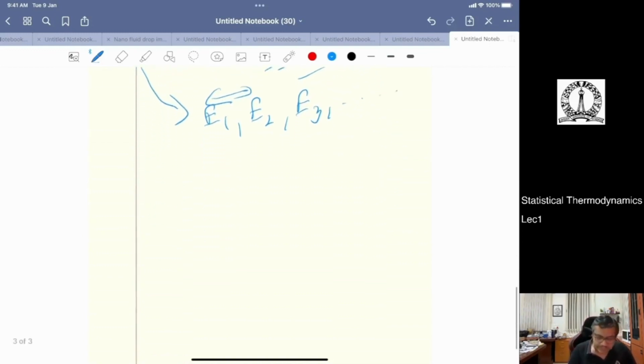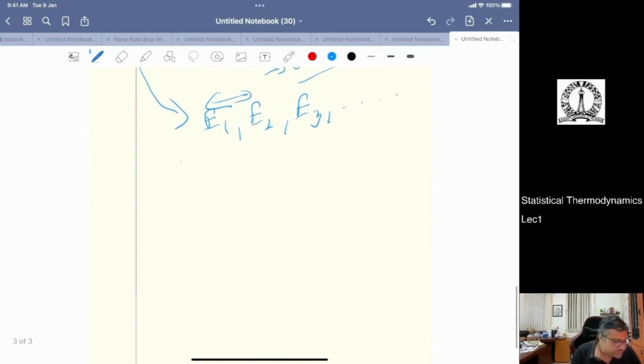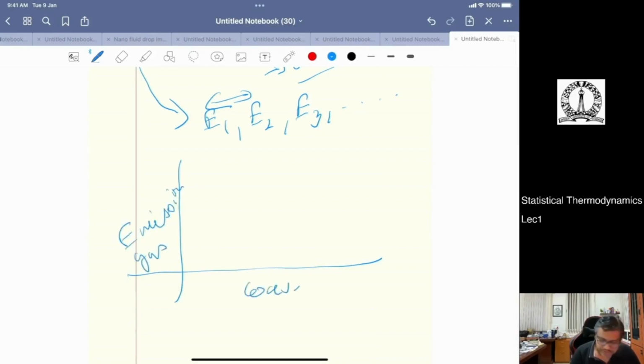Based on this, if you just plot the spectrum, say you take an emission signature from a gas, and this is the wavelength, you are monitoring how this energy actually varies. You will find that the spectrum is composed of lines like that.